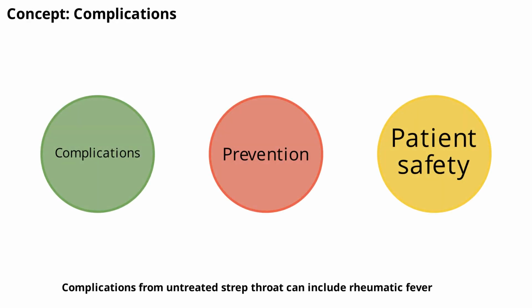Complications from untreated strep throat can include rheumatic fever, kidney inflammation, and abscesses. Early and accurate testing is essential to prevent these serious outcomes and ensure patient safety.